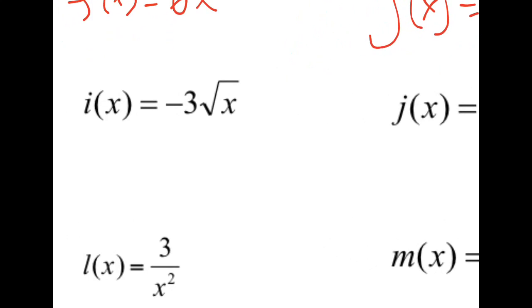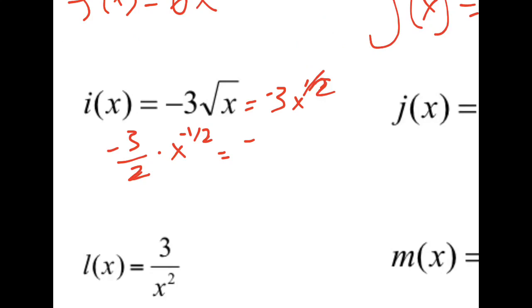I of x here, again, first thing you need to do is rewrite negative 3 times x to the power of 1/2. Now we can use the power rule to get -3 times 1/2 is -3/2 times x to the -1/2 because we are subtracting 1. So I'm going to write that as -3 over 2 times the square root of x because the negative exponent, again, brings it down. So that is I prime of x.